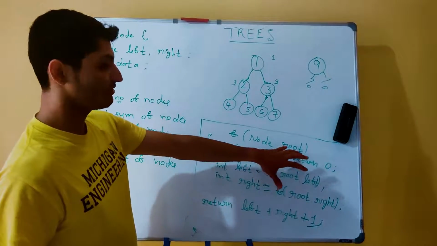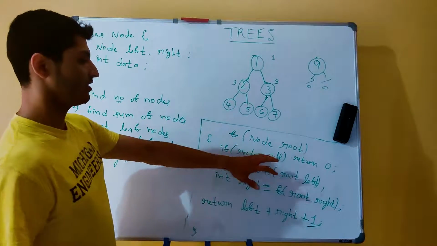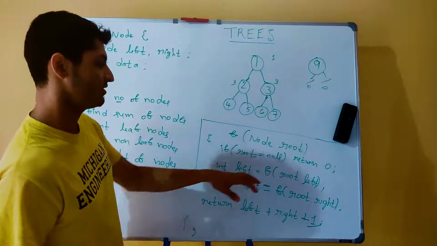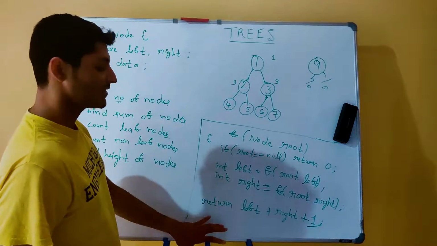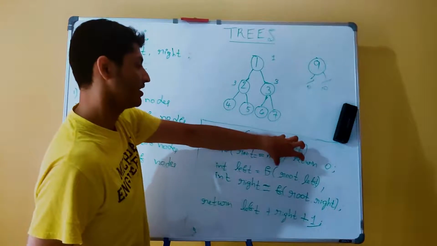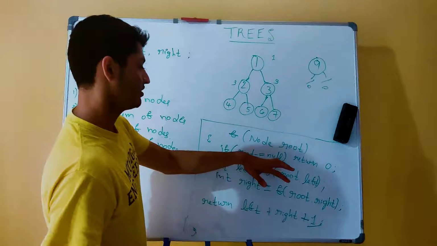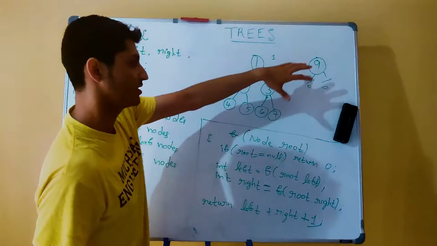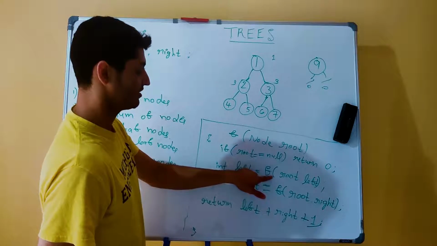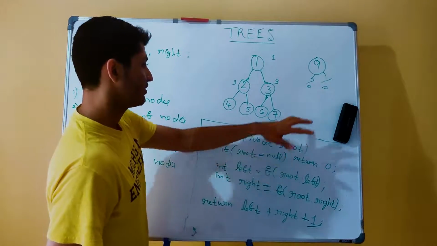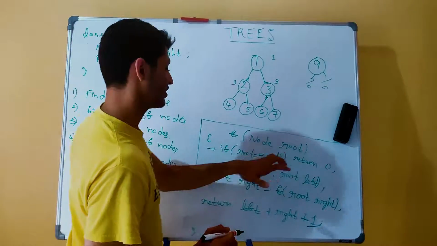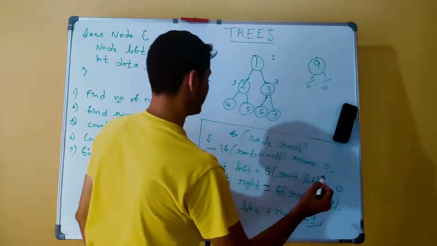Because if I have been given a tree which doesn't have any node, or if its reference is pointing to null, then there are no nodes, so I just return 0. Now this will solve the entire problem, because see, if I give this node as the input to my function, then 9 is not equal to null, so it will find the number of nodes in the left subtree. This base case will run, which will return 0. So left will contain 0.